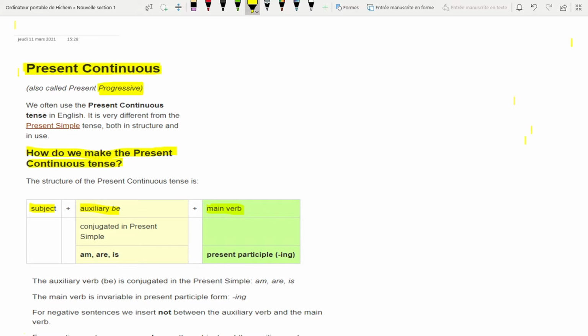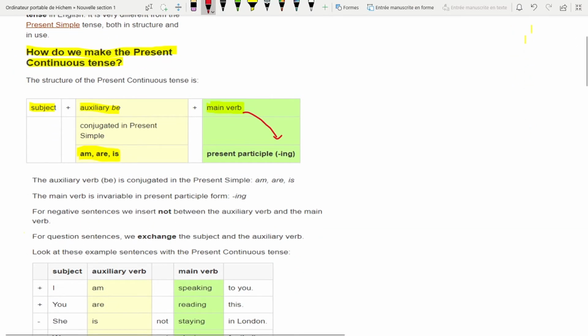auxiliary be, it should be conjugated in the present simple, which means be is going to take one of these forms. It's either am or are or is. Okay? After that, we're going to add the main verb. Okay? The main verb is the verb given in the sentence. And this main verb takes the ing form. Okay? We are going to see the examples, right?